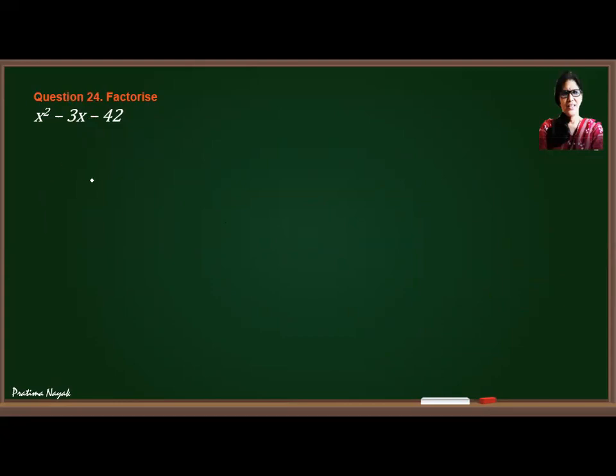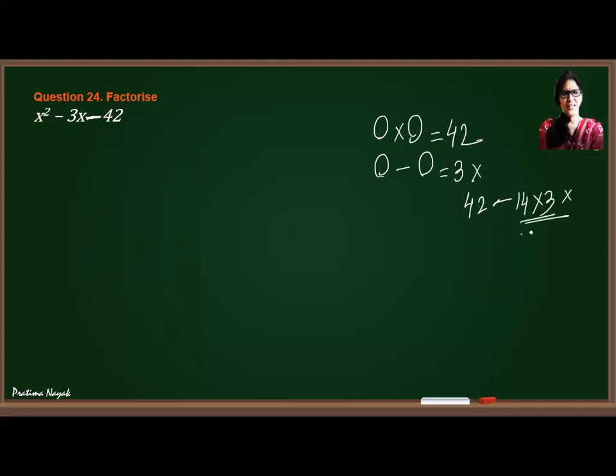Question number 24. x square minus 3x minus 42. So think of two numbers that give you 42, and since 42 is negative, the two numbers when subtracted give you 3. What are the numbers? 42's multiplication is 14 into 3. 14 minus 3 does not give you 3. No, cancel. Then 7 into 6. 7 sixes are 42. 7 minus 6 is not equal to 3.